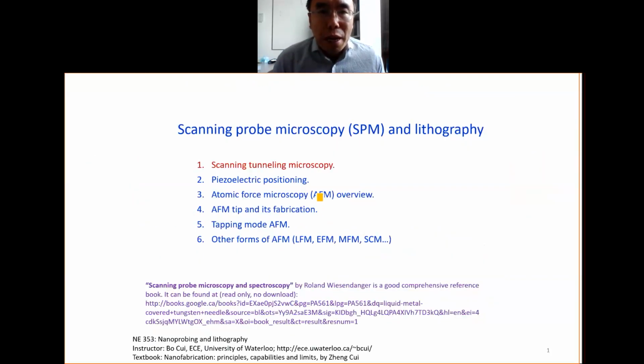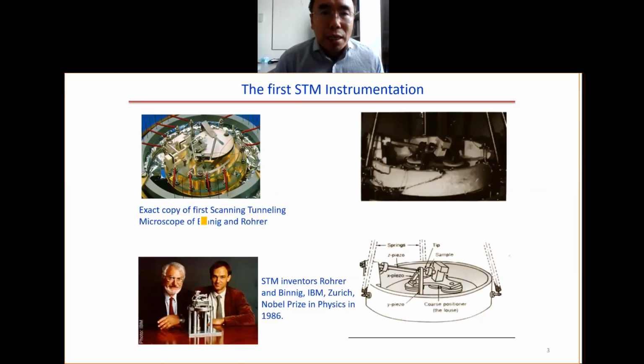So the first scanning probe microscope is actually the STM, scanning tunneling microscope. This one was invented by those two persons in 1981. They won the Nobel Prize in 1986. But later on, the AFM was invented in 1986. This is the first STM.